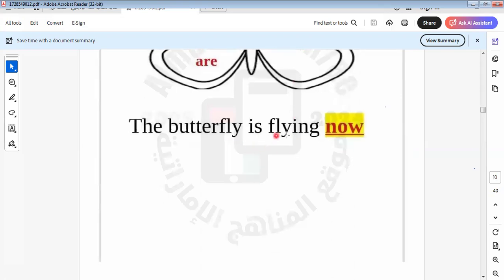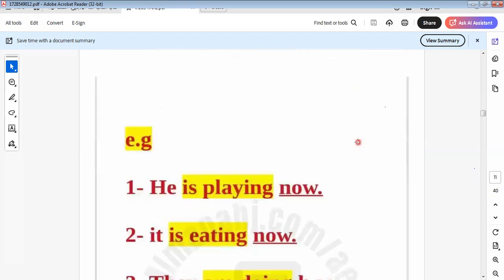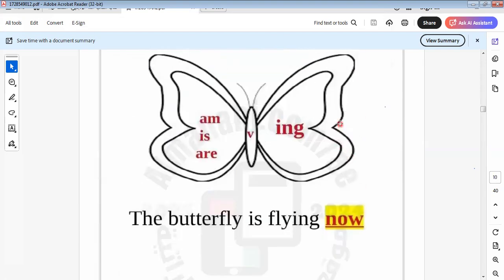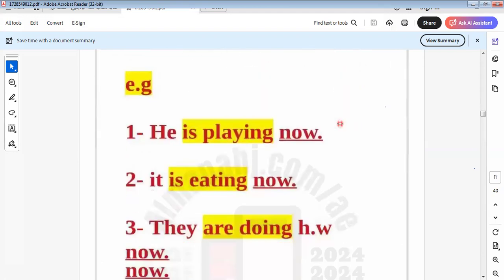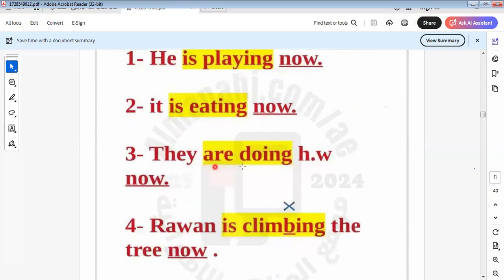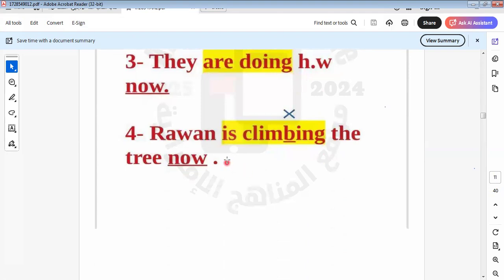Okay. Here's the butterfly: the butterfly is flying now. So here we are expressing the present continuous tense by describing this butterfly and saying the butterfly is flying now. Okay, let's go to another item here. He's playing now. It's eating now. They are doing homework now.